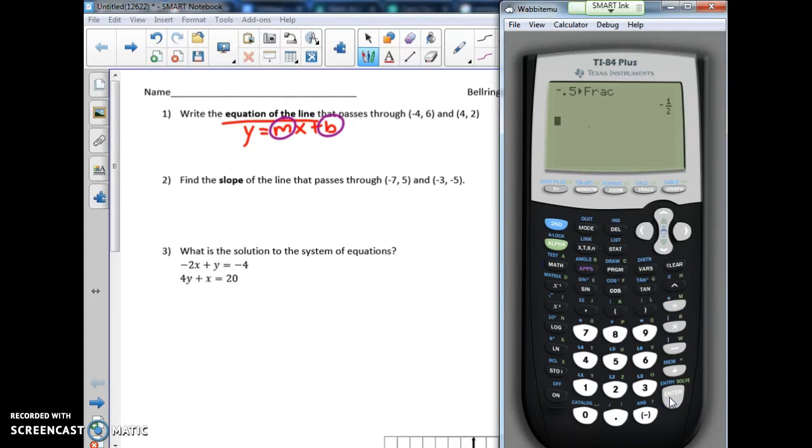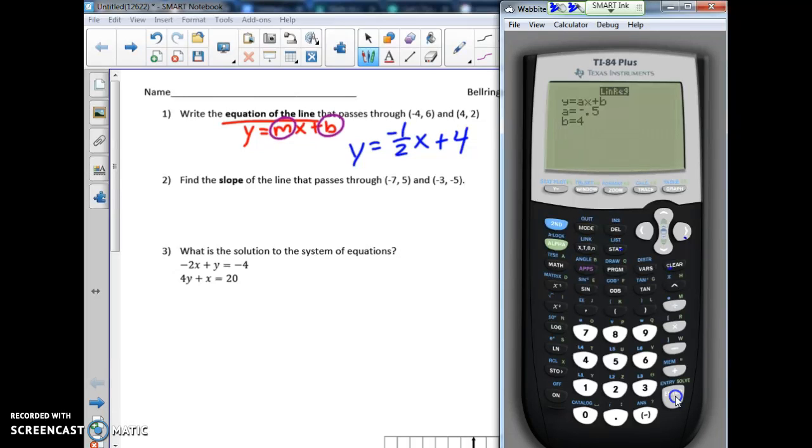So my equation should be y equals your a value where your slope was -1/2, then x. If I remember correctly, it was 4. Let's just make sure. It was 4, so b was 4, so plus 4. Okay. Number 2, I can also do the same thing for number 2 in the calculator.